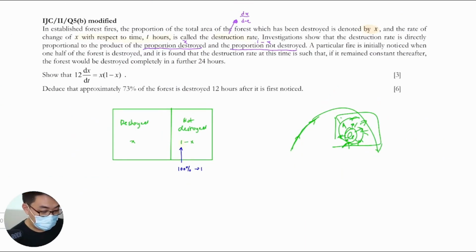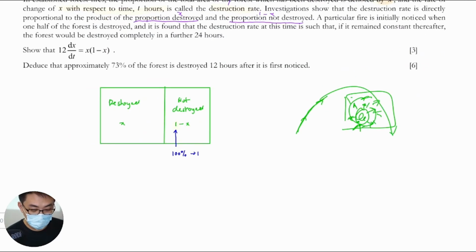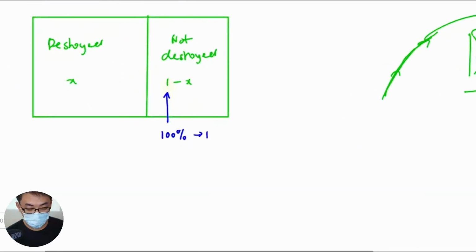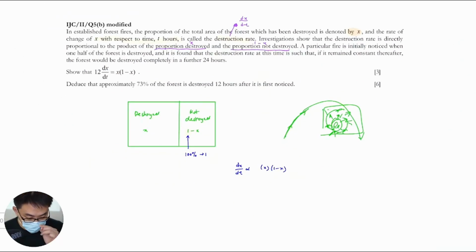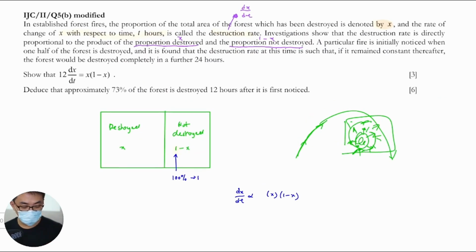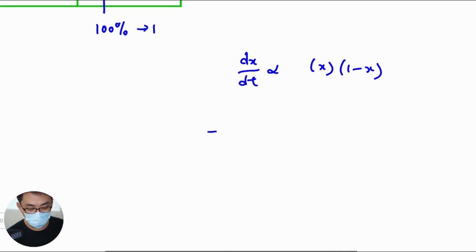If you look at this model here, this is a cool model. It's actually a quadratic model. They tell you that the destruction rate is directly proportional to x(1 minus x). So this is proportion destroyed, and proportion not destroyed. So essentially, this is dx/dt.